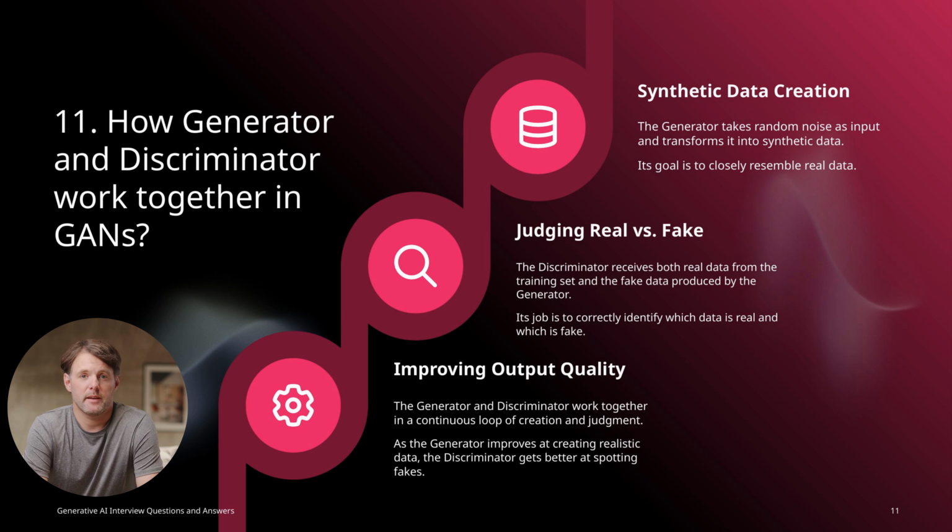The next question is, how do the generator and discriminator work together in GANs? The answer is, the generator and discriminator in GANs work together in a continuous loop of creation and judgment. Generator creates. The generator takes random noise as input and tries to transform it into synthetic data, e.g., a fake image. Its goal is to make this fake data look as real as possible. Discriminator judges. The discriminator receives both real data from the training set and the fake data produced by the generator. Its job is to correctly identify which data is real and which is fake.